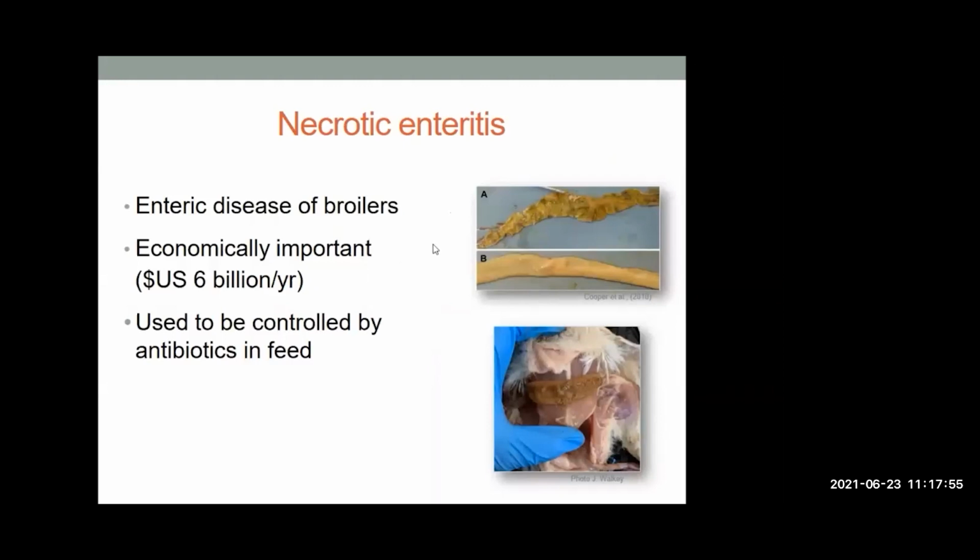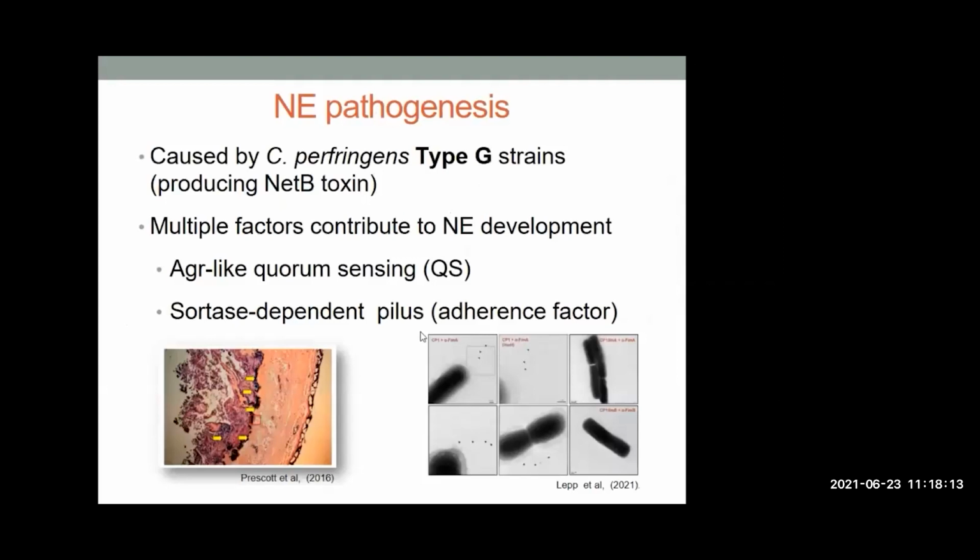So briefly, necrotic enteritis is an important endemic disease in chickens, which costs about $6 billion per year worldwide. This disease has been controlled by antibiotics in feed in the past. Necrotic enteritis is caused by type G Clostridium perfringens, which produces NetB toxin. There are multiple factors contributing to NE development, including Agr-like quorum-sensing dependent pilus.